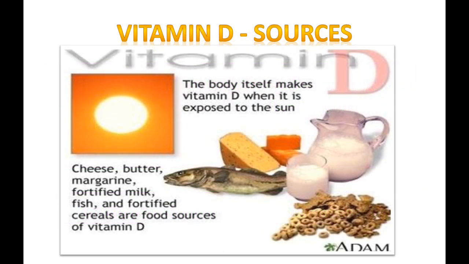So what are the sources of vitamin D? The main source of vitamin D is the sun. The body itself makes vitamin D when it is exposed to sun. The other food sources are cheese, butter, margarine, milk fortified with vitamin D, fish and fortified cereals and other fortified food sources of vitamin D.